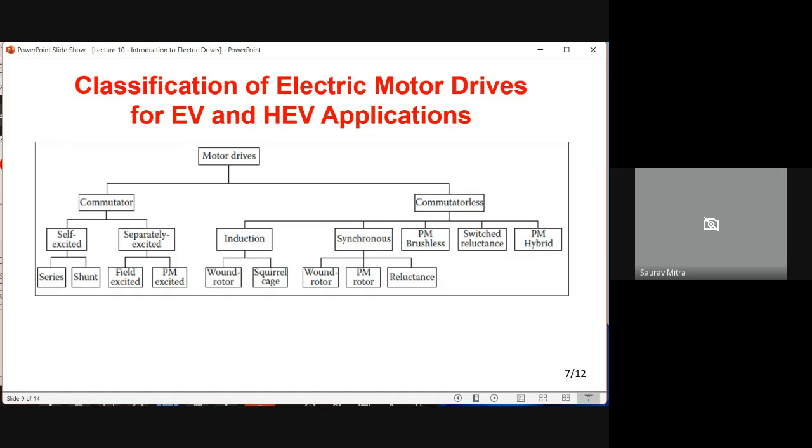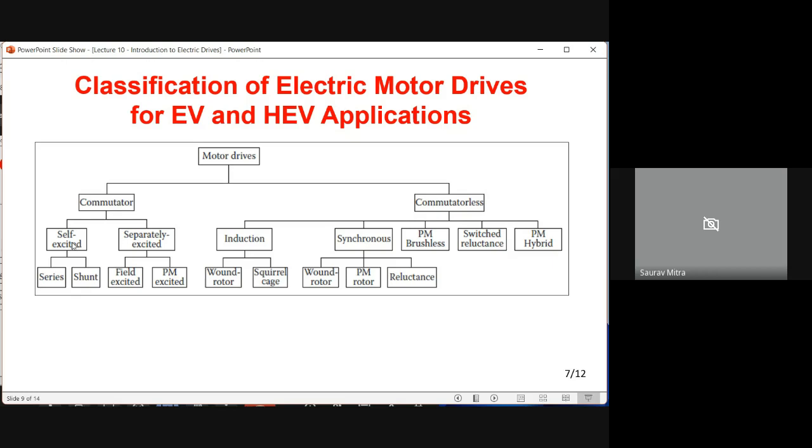So it is a very big contender, or good contender, for EV and HEV application. Now you are finding here the classification. It will not be asked in the exam, but you should know what the different types of motors and drives are. So with commutator motor, that means a conducting type of motor, or DC motor. So this is self-excited, separately excited.